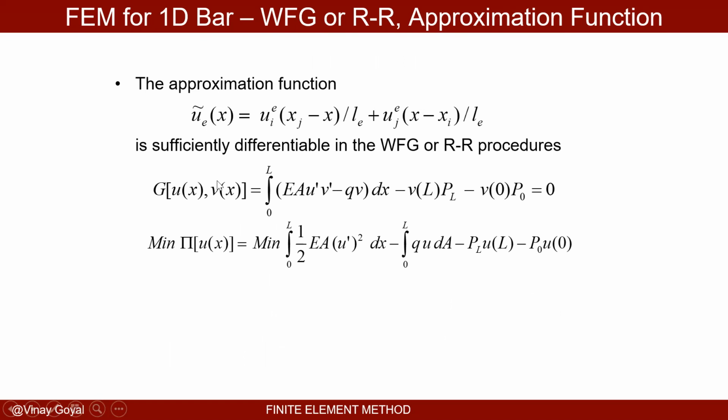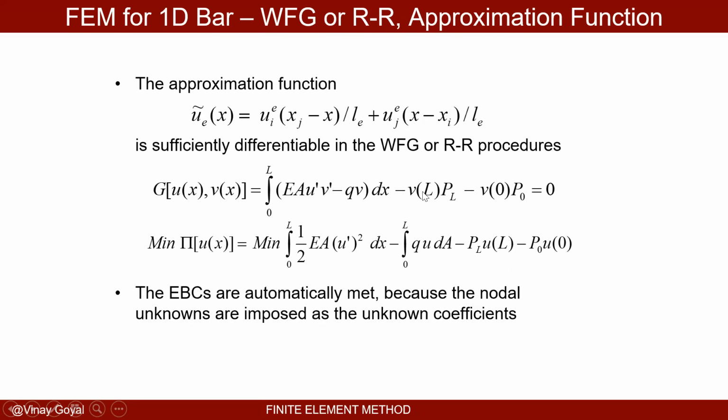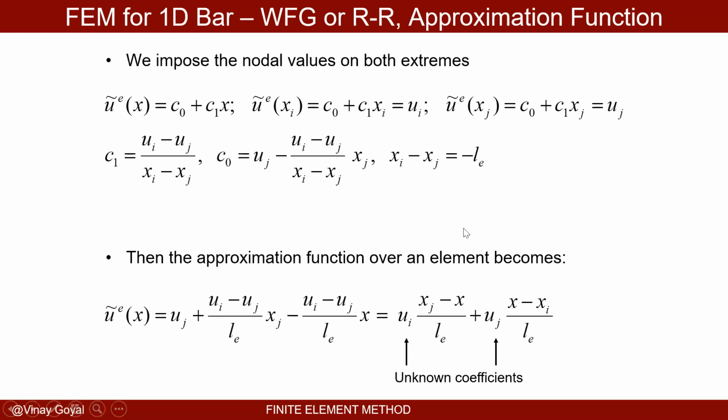So I showed you 2 methods of getting there: the weak form Galerkin or using the Rayleigh Ritz. Both methods give you the same answer. In lecture number 7, I showed you how minimization of pi results in the weak form. We showed that. The beautiful thing about this that's quite amazing is that the essential boundary conditions are automatically met, because the nodal unknowns are imposed as the unknown coefficients. We can check that. If I plug in xi here, this becomes LE and this goes to 0. So u tilde at xi gives me ui. It's working out.